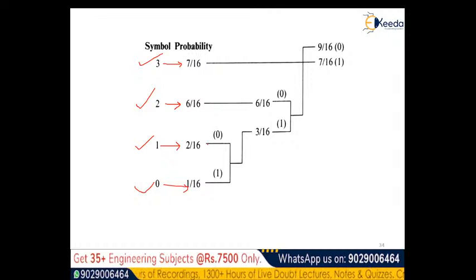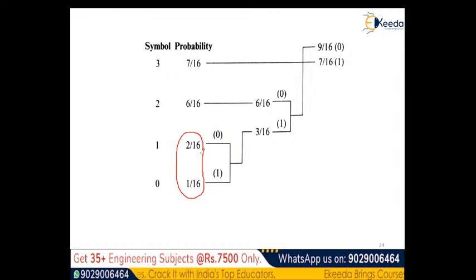Now the last 2 entries we shall code with 0 and 1, and to get into the next column we have to add the 2 probabilities of the occurrences. So 2 plus 1 is equal to 3, and the total number of occurrences is 16. Here we denote it as 3 by 16, and we carry forward the 6 by 16 to the next column as it is, and again code it as 0 and 1.